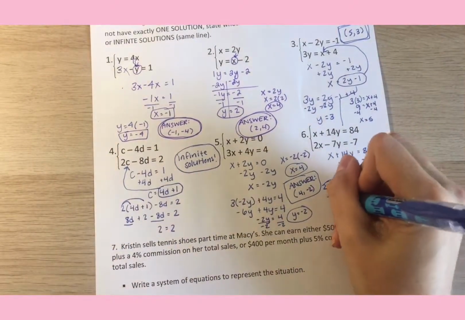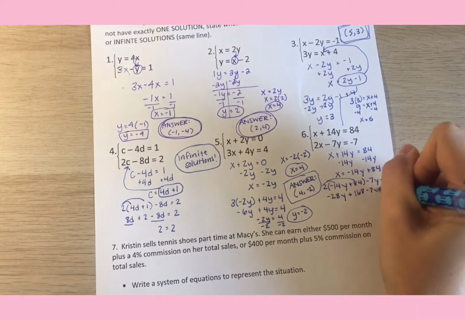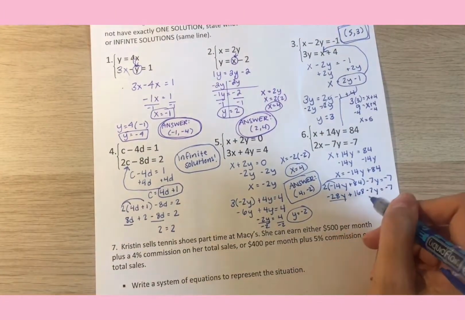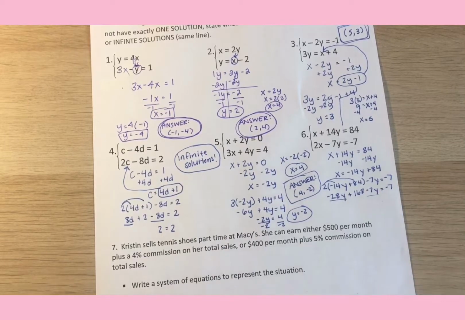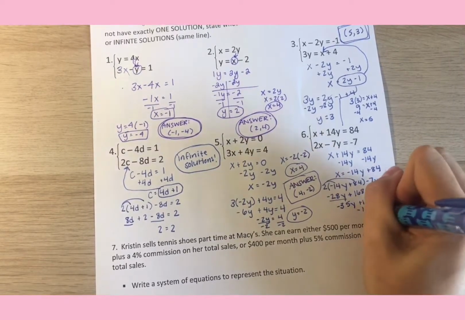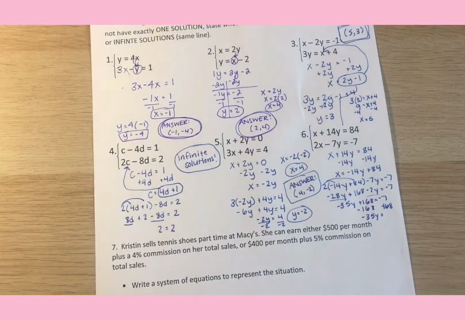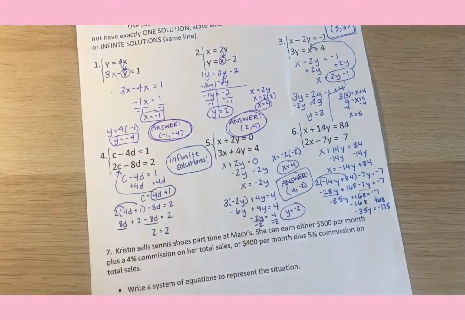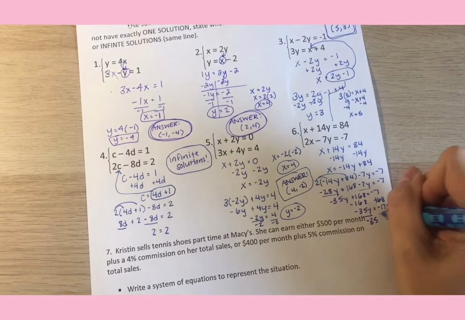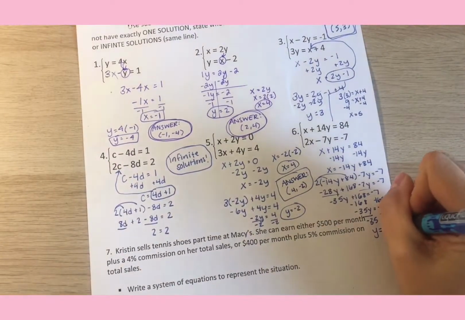And distribute. So this becomes -28y plus, I'm using a calculator here because I don't want to mess this up for you, 168 minus 7y equals -7. So when I combine these two, I'm going to get -35y plus 168 equals -7. Move the 168 over. Which will give me -175. This is a long one. And then I divide by -35 on both sides. And I get y equals 5. Whew.